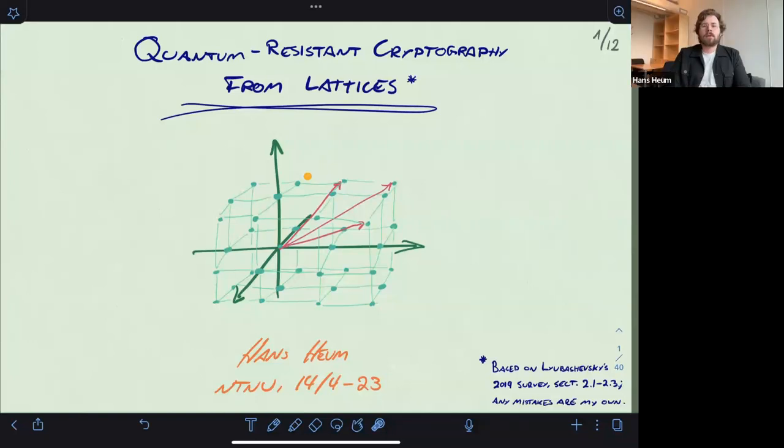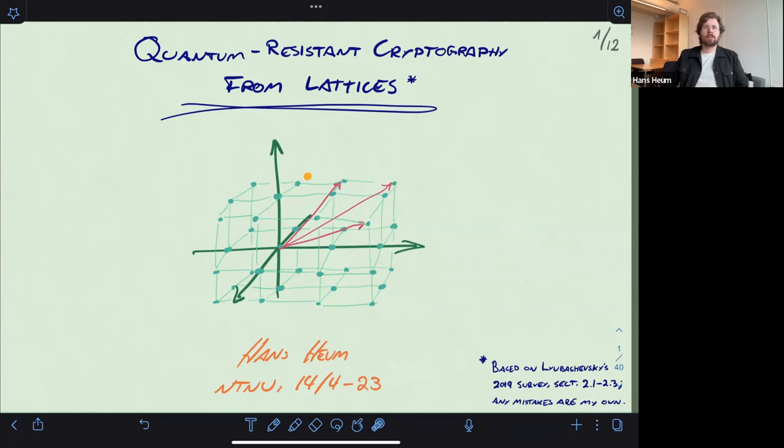All right. So I'm going to be doing a very introductory talk showing how we construct quantum resistant cryptography from lattices. We only have roughly 30 minutes, and I'm hoping I'll be able to get through all of this in time, but apologies if I have to go a bit fast towards the end.